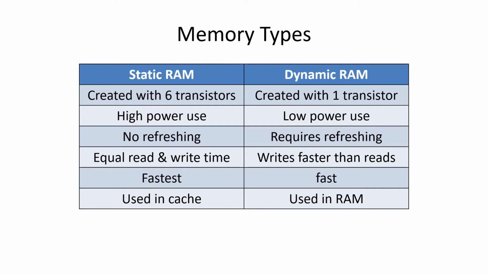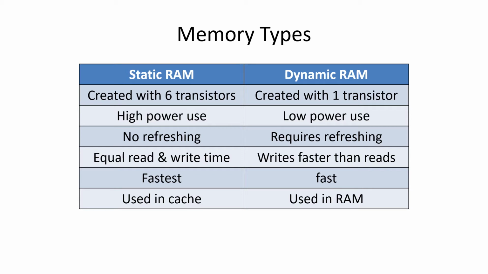You can compare the two internal memory types, static and dynamic RAM. Static RAM has 6 transistors, whereas there's only 1 transistor for dynamic RAM. Therefore, you can put a lot more dynamic RAM on a chip than static RAM. The static RAM uses a lot of power and therefore creates more heat than dynamic RAM. Static RAM doesn't require refreshing, but you have to refresh dynamic RAM.